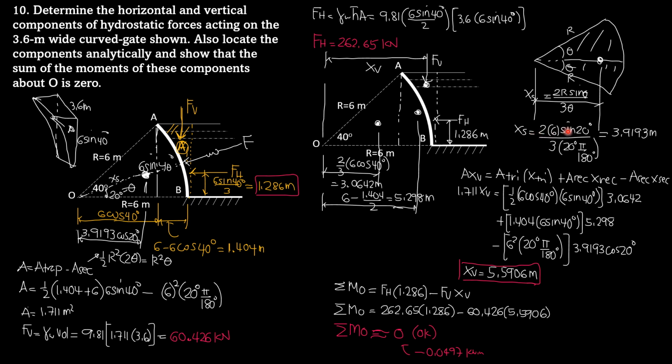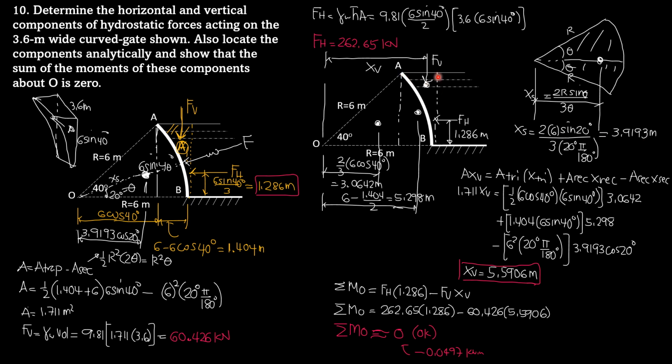So therefore, X sub S is 2R sine of theta, theta is 20 degrees, all over 3 theta, and theta in the denominator converted to radians, 20 degrees times pi over 180. So we get 3.9193 meters for X sub S. Then we apply Varignon's theorem.